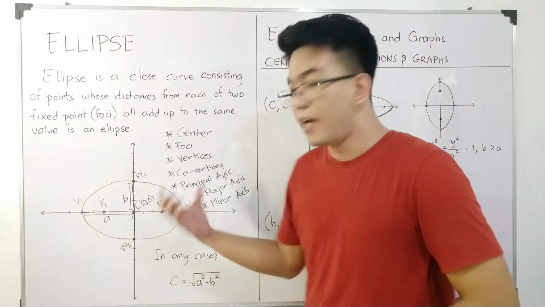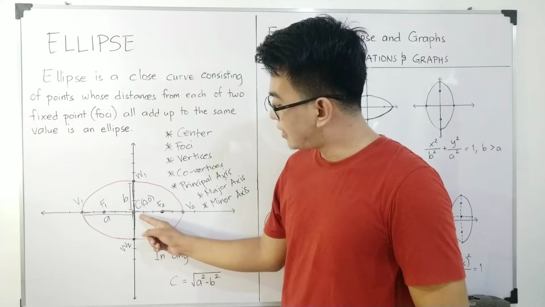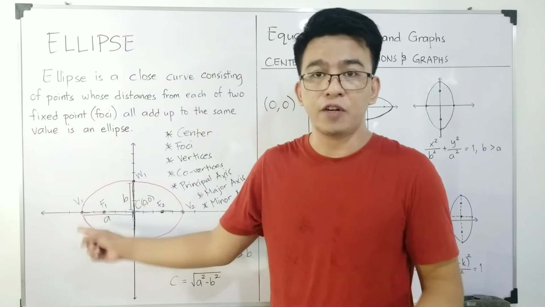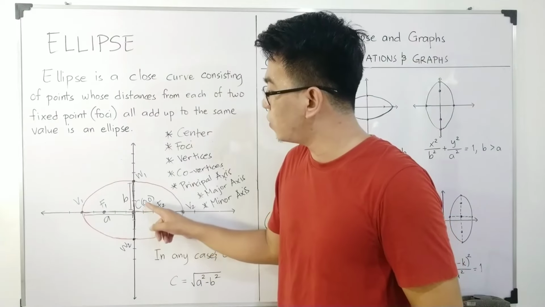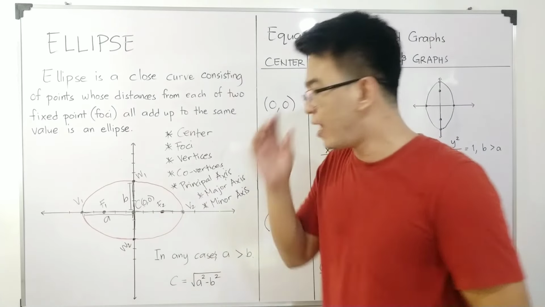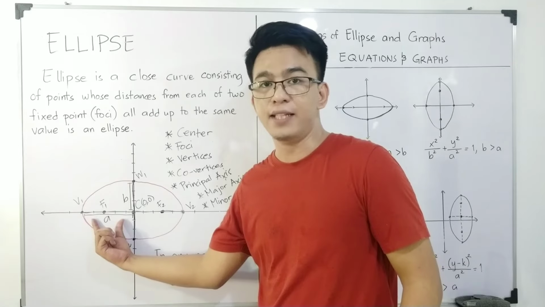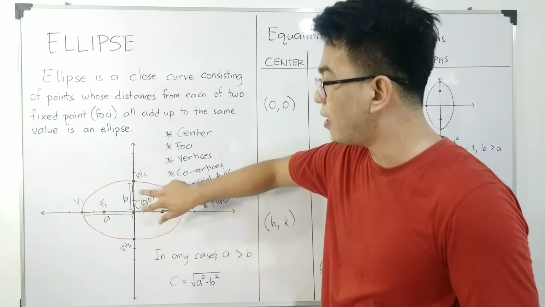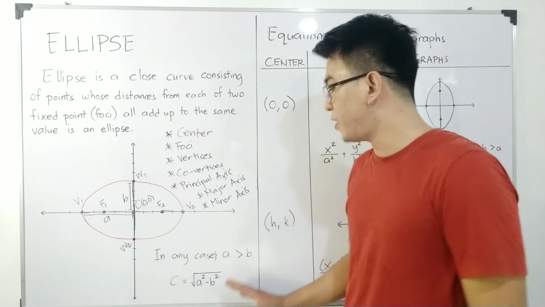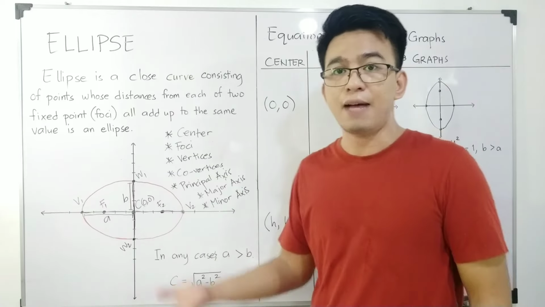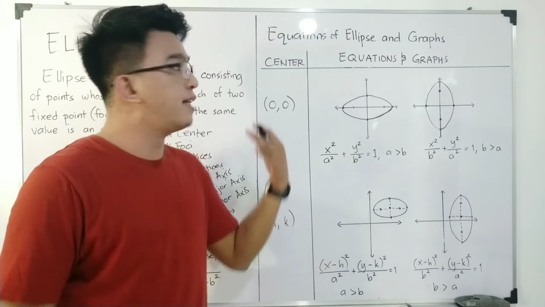Again, your A is the length of this segment from the center going to one of your vertices. At yung B natin is the length of the segment from the center going to one of your co-vertices. Ang tawag sa segment na to ay semi-major axis, and this one is the semi-minor axis. Yun po siya. Now, I will elaborate the use of this statement sa mga next examples natin sa next part of this video. Now let's move on with the different equations of ellipse and the graphs of it.